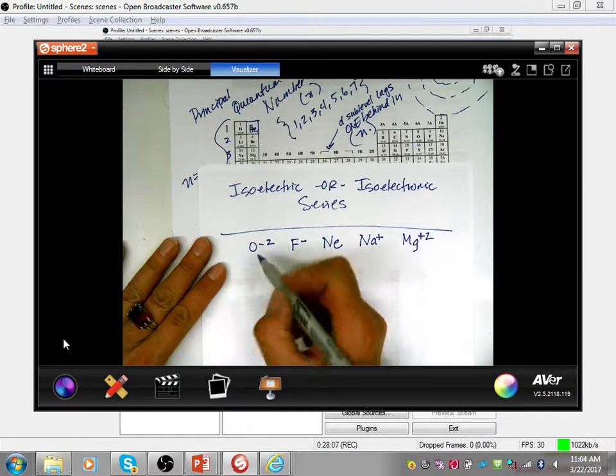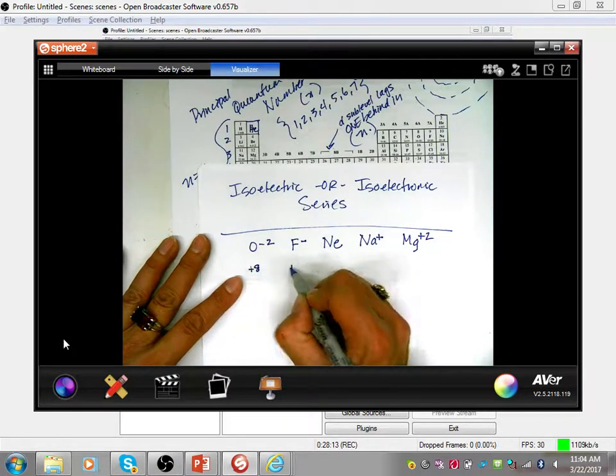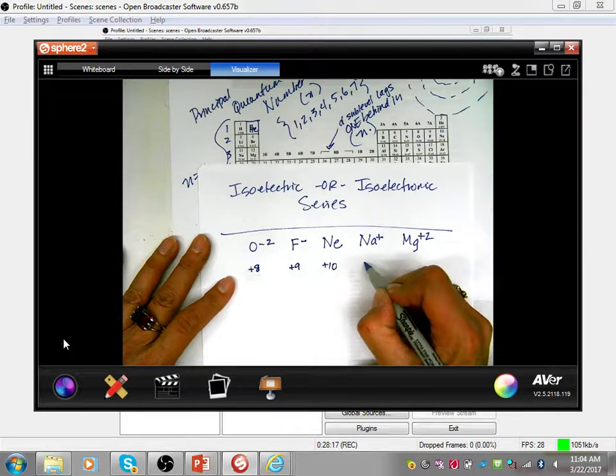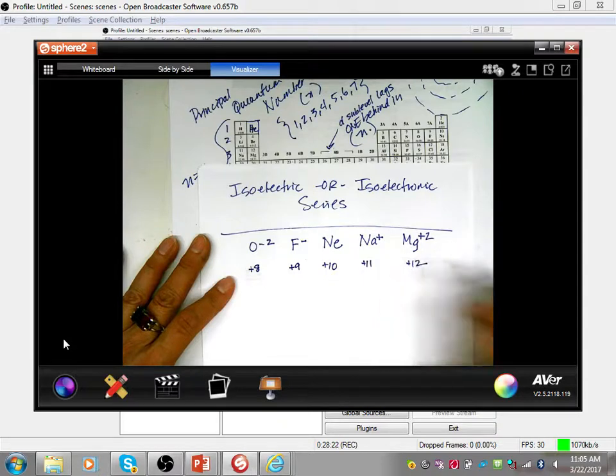How many protons does oxygen have in its nucleus? It has 8 protons. How many does fluorine have? 9. How many does neon have? 10. What about sodium? 11. Magnesium has 12. All right.